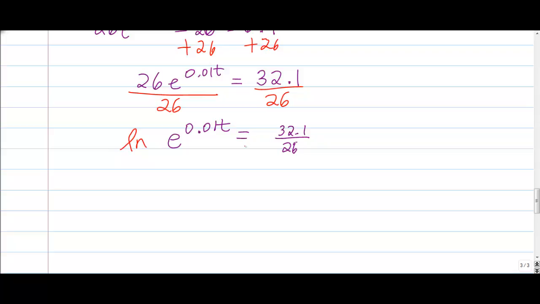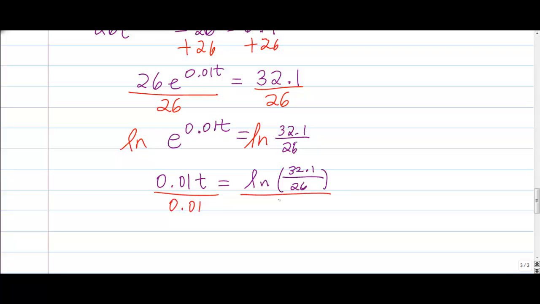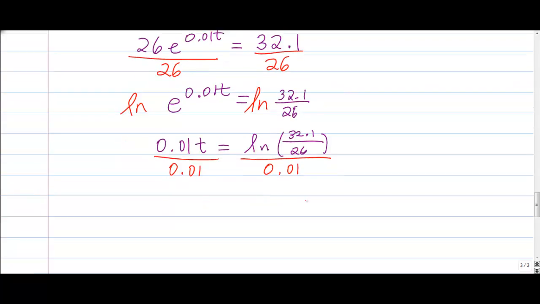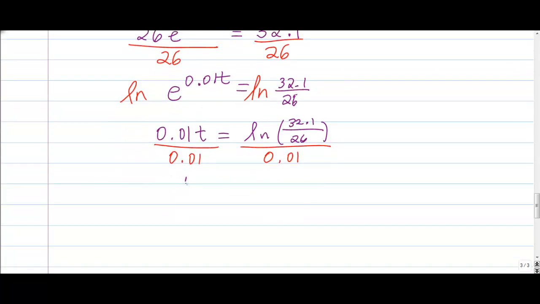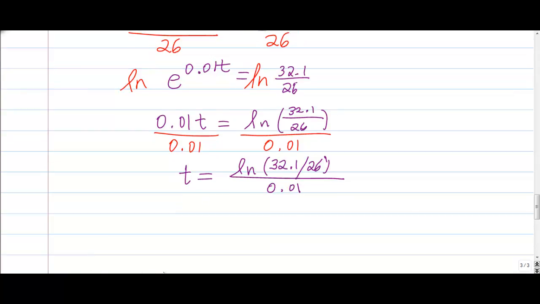We have to take the natural log of both sides. Remember, natural log and e are inverses, right? They're opposite of each other. So then on the left side, we get 0.01 t. Natural log and e cancel each other out, and I'm left with natural log of 32.1 over 26. Then I want to divide both sides by 0.01. This is being multiplied. So then we get t equals natural log of 32.1 divided by 26, divided by 0.01. Okay, let's plug that into the calculator.